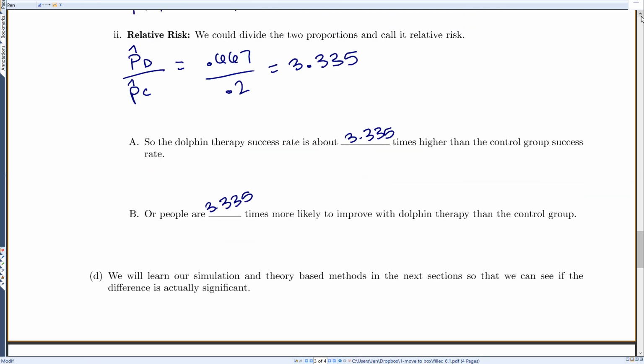Okay. At this point, all we're doing is kind of exploring the data. We don't know how to actually do anything else. We're going to learn that in the next couple sections, where we can see if our difference is actually significant or not.